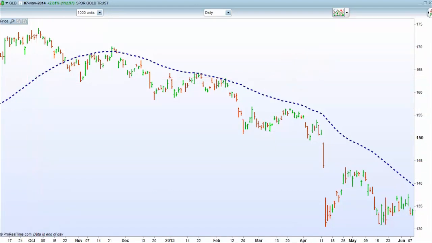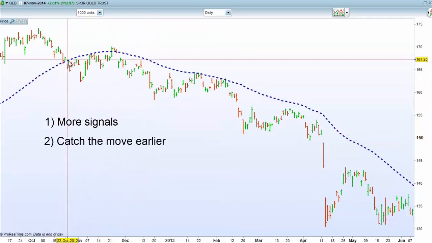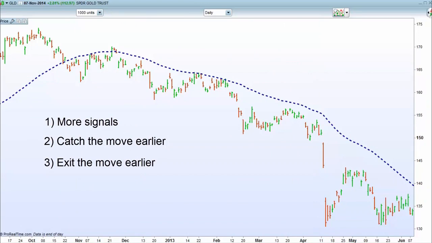So the difference between using the 50-day simple moving average and the 200-day simple moving average would be that you'll get more signals with the 50-day simple moving average due to the shorter time frame. So what you'll notice is that the line is closer to the price action, which means you'll catch the move earlier and you'll also exit the move earlier. Now, during periods that the market is just going sideways and it's not moving in a clear direction, you'll also have more false breakouts. So those are some of the advantages and disadvantages of using the 50-day simple moving average over the 200-day simple moving average.